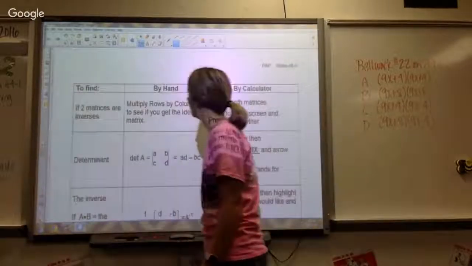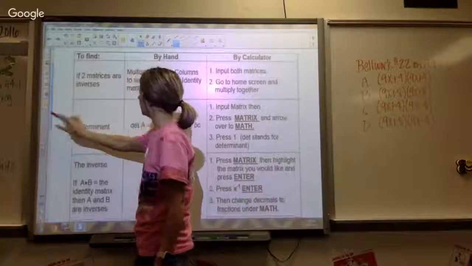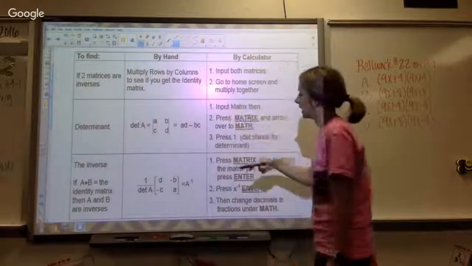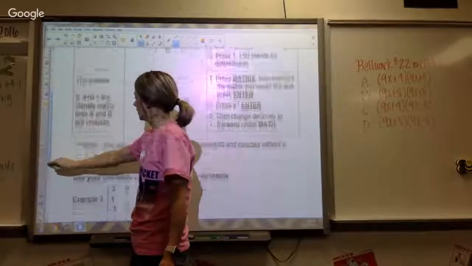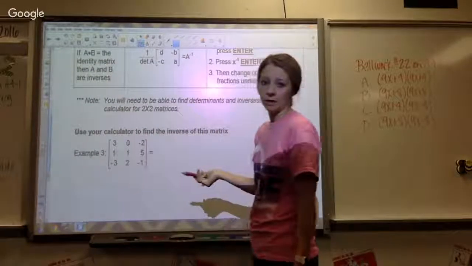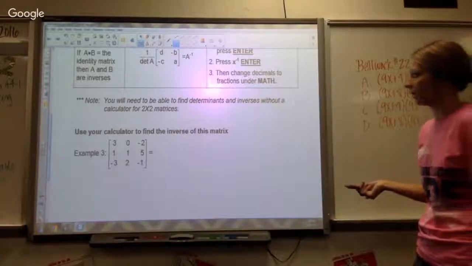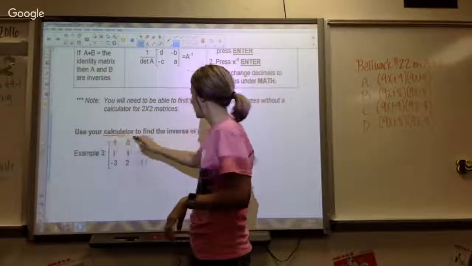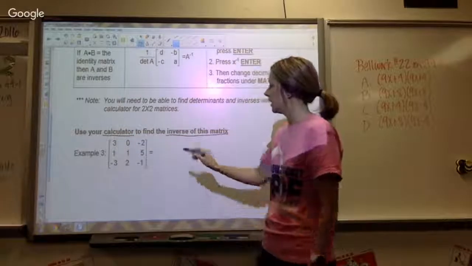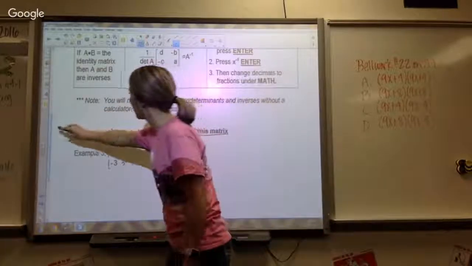All right, the back summarizes everything that we've gone over of how to find it by hand, and how to plug it into the calculator. Anytime you have a 2x2, you're always going to do it by hand. Anytime you have a 3x3, you can use the calculator. So example 3, we're going to use our calculator to find the inverse of this matrix. We haven't learned that yet, so here are your steps right here.